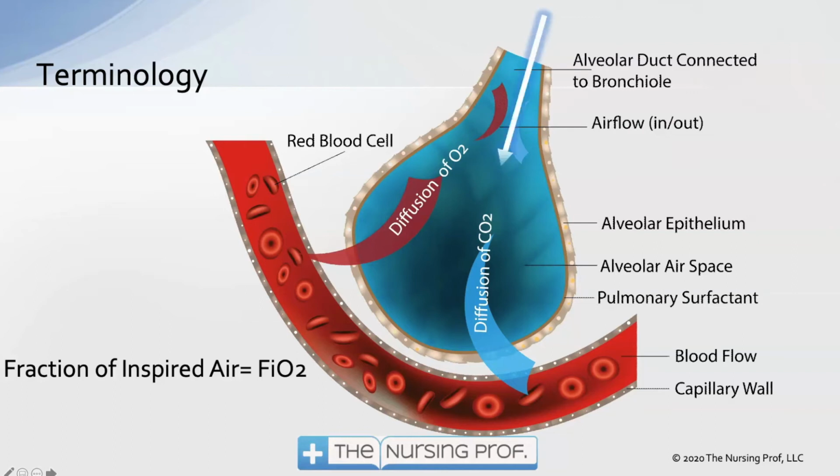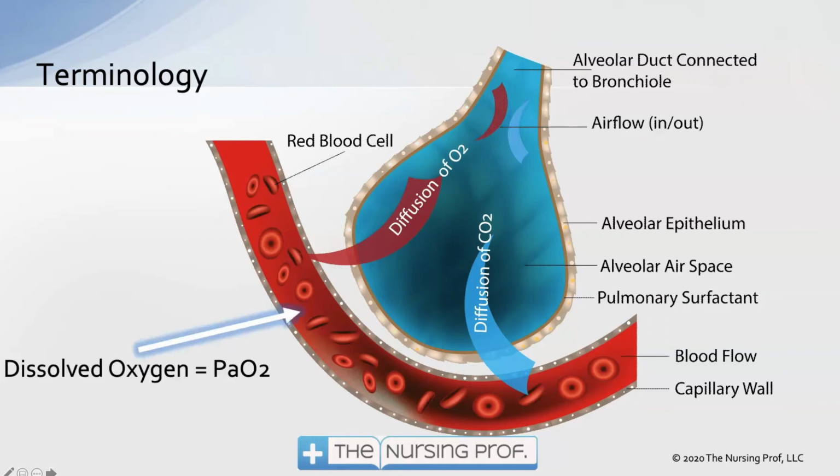Now, what we would really like to know is how much oxygen is in that alveolus, but there's no way to do that. We can't put a probe in there and find out how much oxygen is actually in that alveolus. So we're doing the next best thing. We're saying, how much oxygen are we giving the patient, hoping that that oxygen is getting down to the alveolus so it can diffuse.